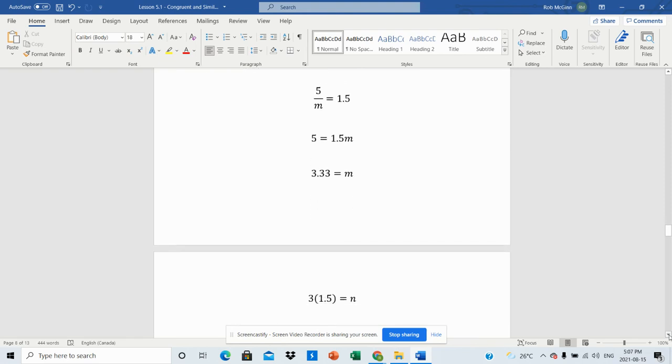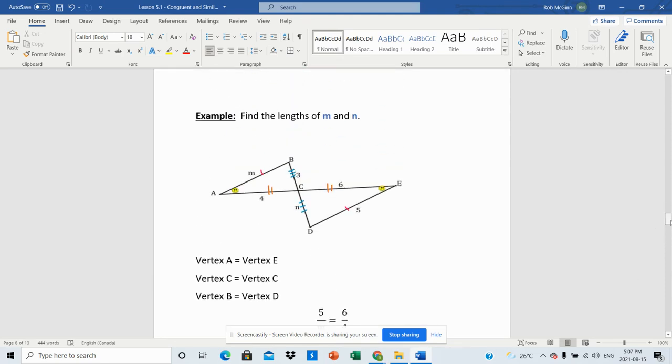So all I'm going to do is, if I go back up here, I've got 3 times 1.5 equals n. And that's because I know that the side length in my smaller triangle, 3, corresponds to the side length in my larger triangle, n. So I'm just going to take 3 and multiply it by our scalar of 1.5, and that's going to equal n.